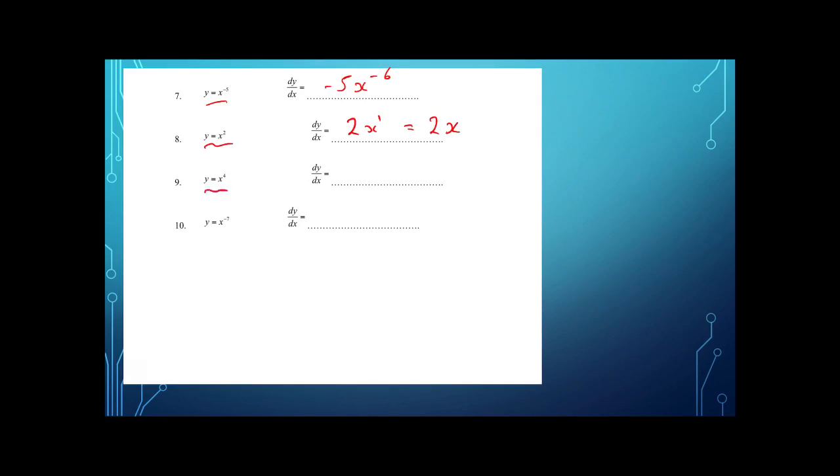Y is equal to x to the 4. Put the 4 in front when we differentiate, and take away 1 to give dy dx equals 4x cubed. And the final question, so y is equal to x to the negative 7, and we've been asked to find dy dx by differentiating. The negative 7 goes in front, and we take away 1 from negative 7 to give us negative 8.